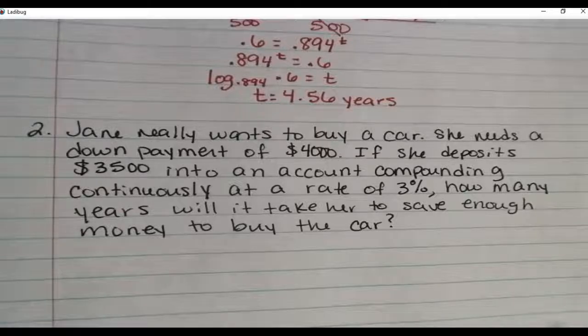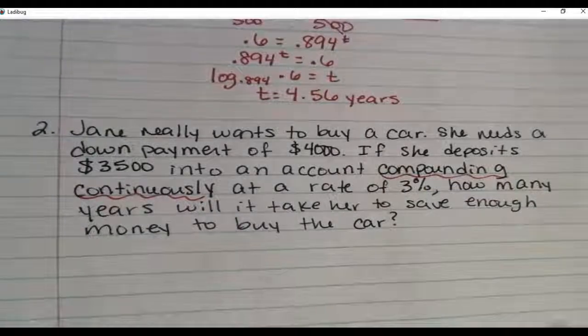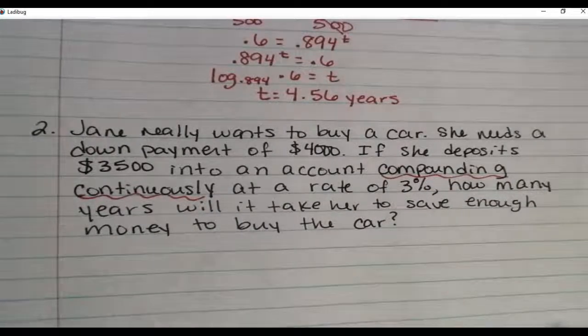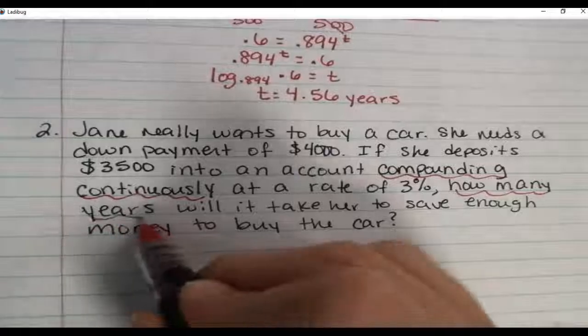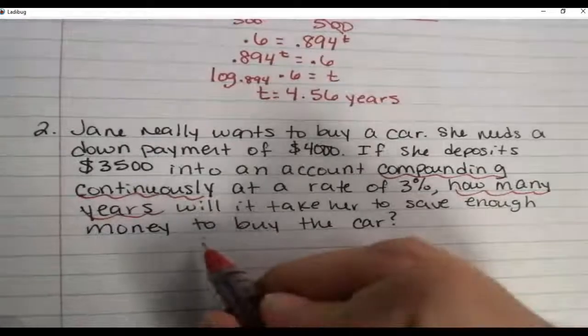Okay, so which formula should I use? Yeah, so the one that's compounding continuously. Good. So A equals PE to the RT. Which variable am I going to want to solve for? T, yeah, because I want to know how many years. So that is time. Good. So A is how much money she needs after this amount of time. So how much money does she need? 4,000. Good.